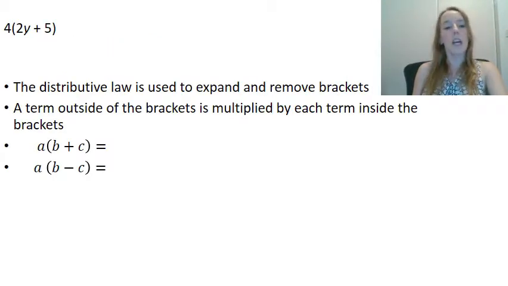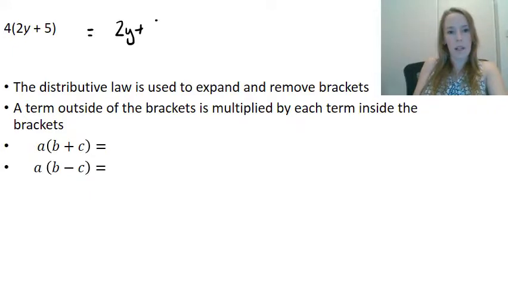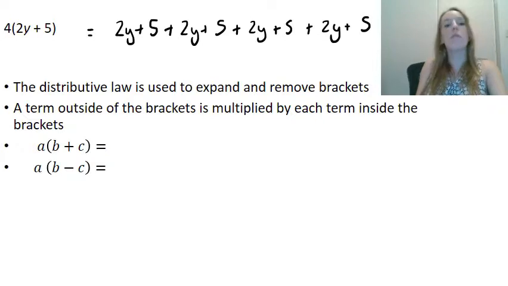Okay, so say we've got an expression like the one on the screen there. So 4 times in brackets 2y plus 5. So what does that actually mean? Well, if we were to actually write that out, that would be 2y plus 5 plus 2y plus 5 plus 2y plus 5 plus 2y plus 5. So we've written that in the expanded form.